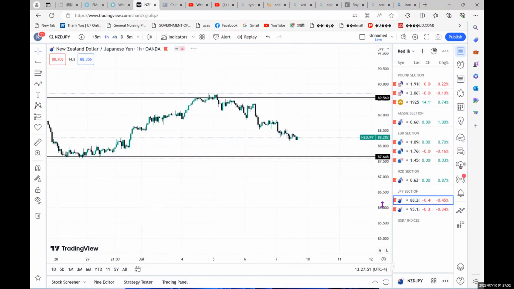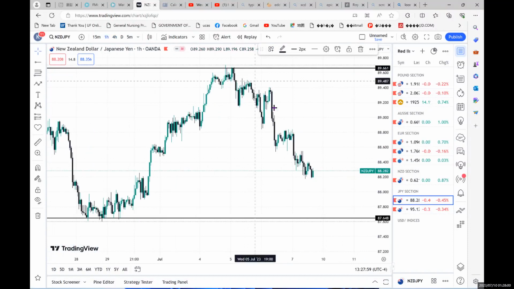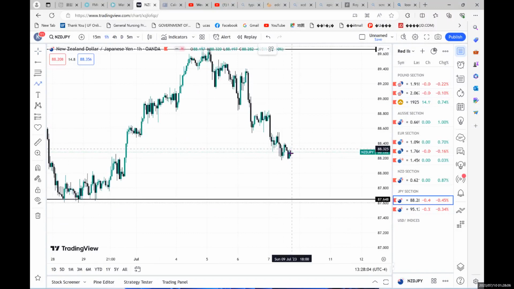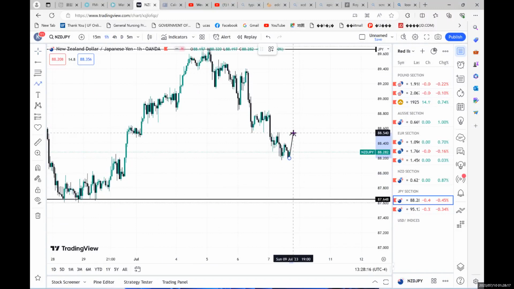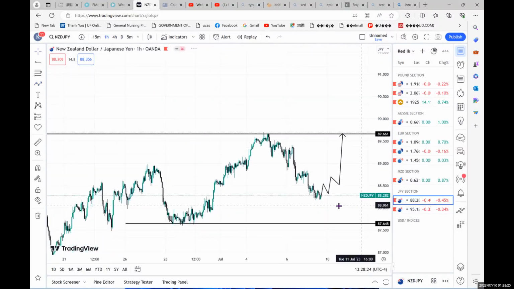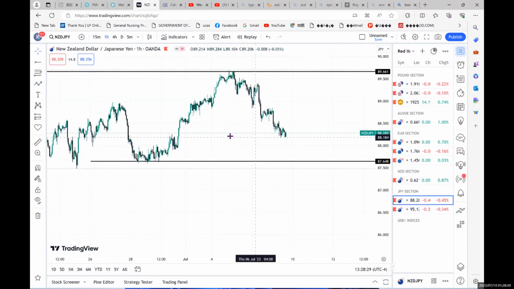On the H1, what can we see? Price hasn't given us any bullish characteristics or properties. So we can assume for now that price will probably continue to the downside, back down into this area here. But if we get something like this, price break, retest, then we can safely assume that price is ready to push back up into these highs here. All right, so we're going to wait to see what price does.